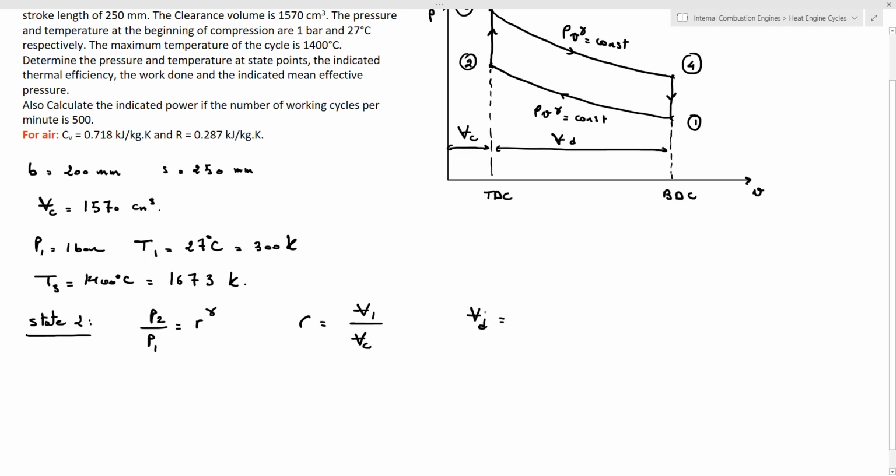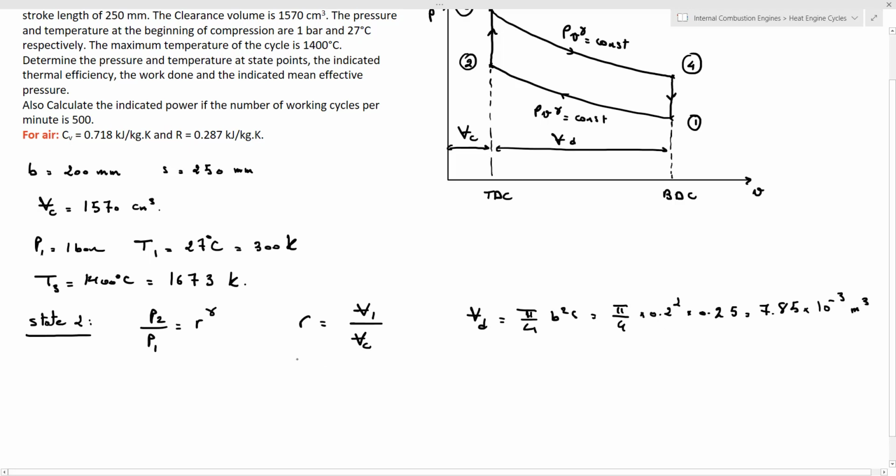So let's calculate first the displacement volume. Of course, for one cylinder, this will be equal to pi over 4 B square S. So pi over 4 multiplied by the bore square multiplied by the stroke. So the displacement volume will be equal to 7.85 times 10 to power minus 3 meter cube.